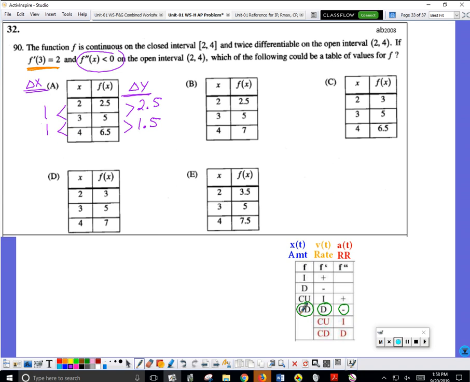We need to see if it fits this clue. Well, at x equals 3, the tangent slope of f is supposed to be 2. So if you picture this thing, increasing concave down, we know that the secant slope from here to here has a value of 2.5. The secant slope from here to here has a value of 1.5. The tangent slope here is supposed to equal 2. Raise your hand if you feel like that fits every clue that's given or doesn't fit every clue that's given. Hands up.